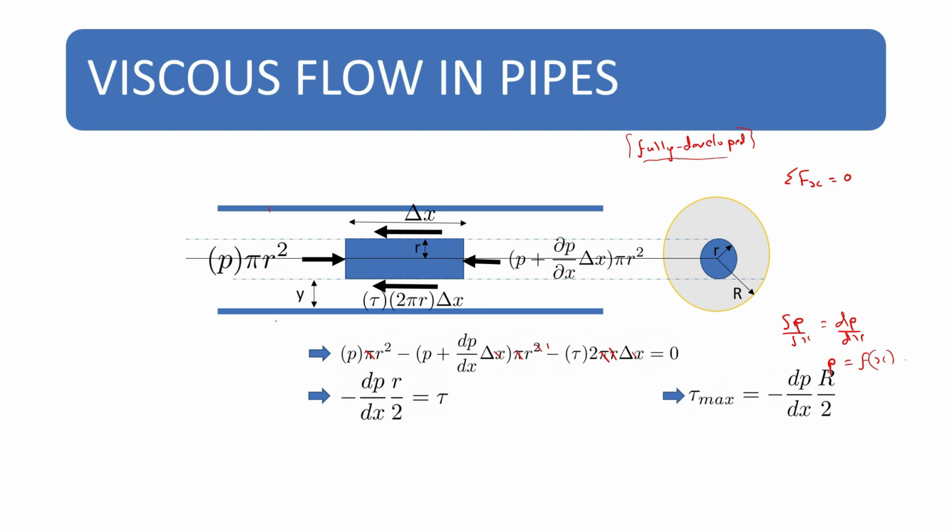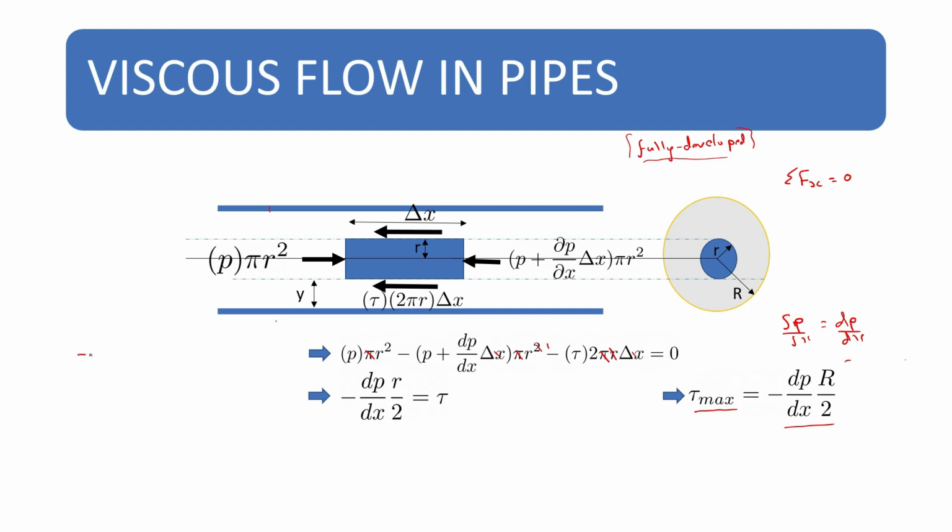And so tau max, the maximum shear stress, is equal to minus dP by dx into capital R by 2. This is the maximum shear stress.